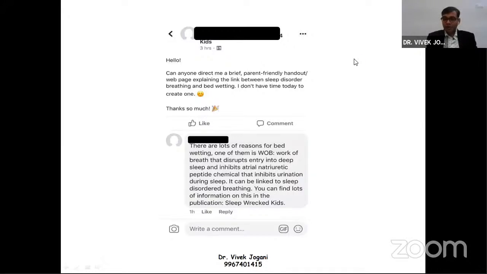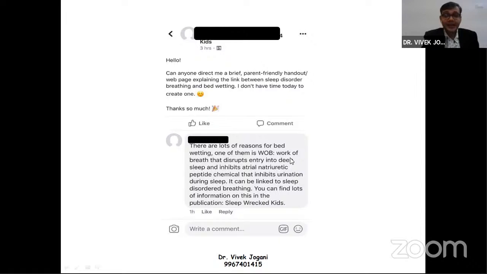One parent had inquired with us from Kuwait. The child was almost 12 or 13 years of age, and he was bedwetting almost 3 to 4 days a week. The parent got connected with us, and they understood that this was associated with bedwetting. That is why the parent had inquired whether there is any correlation. Yes, there is a correlation between bedwetting and mouth breathing.